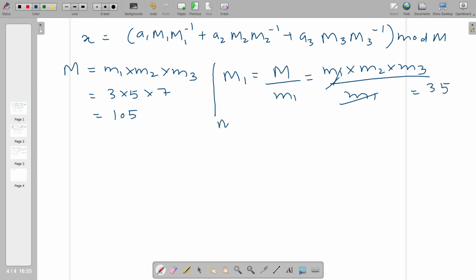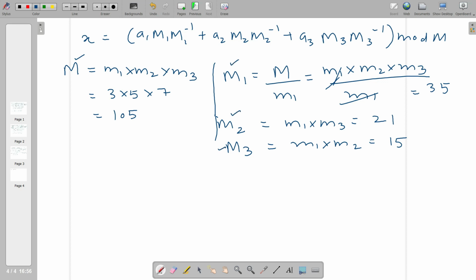Similarly, we can say that capital M2 is going to be m1 into m3, which is 3 into 7, which is 21. Similarly, we can say that capital M3 is equal to m1 into m2, which is 3 into 5, that is 15. So in this way we are able to calculate capital M, capital M1, M2 and M3.